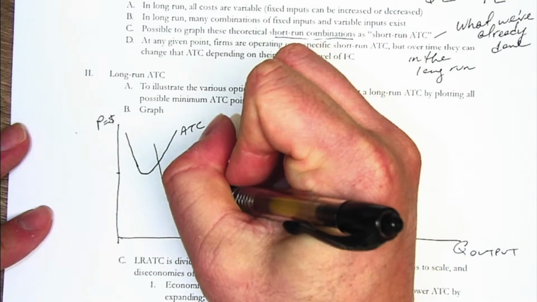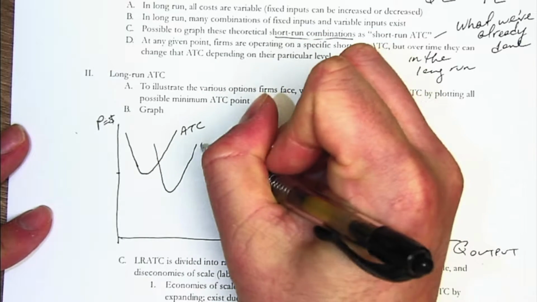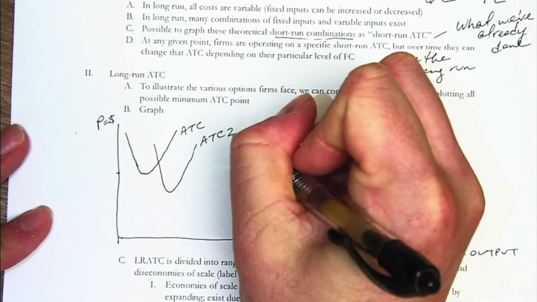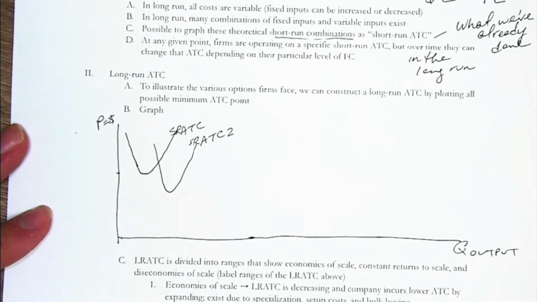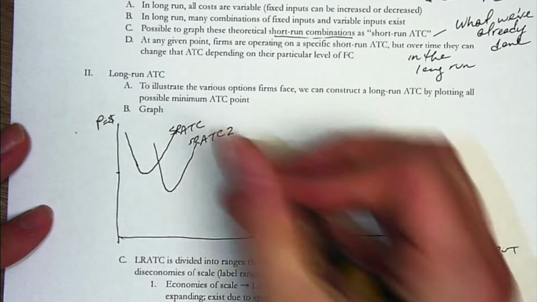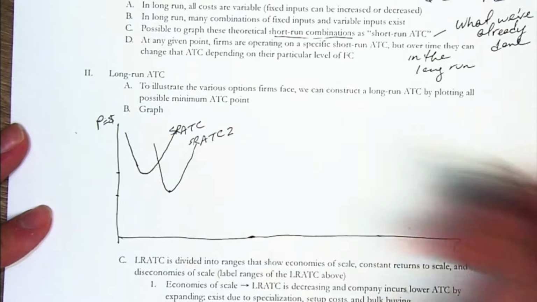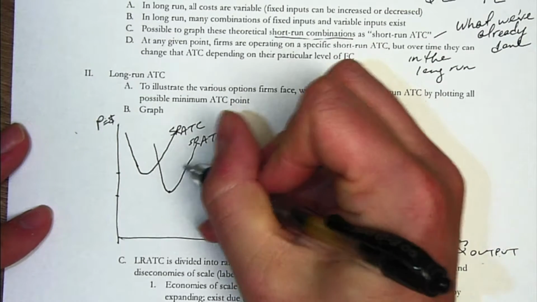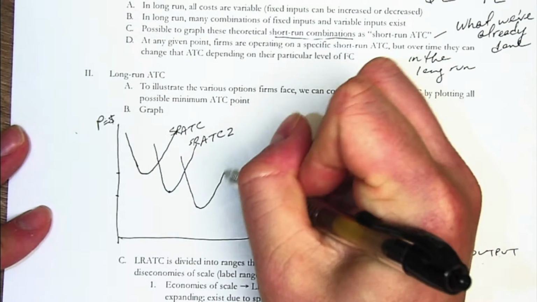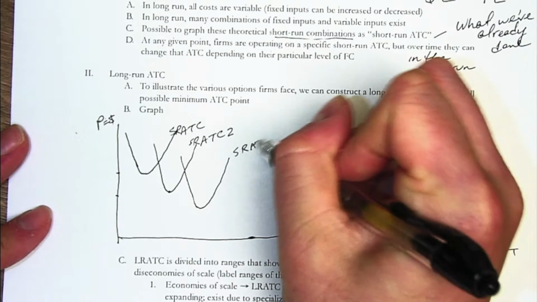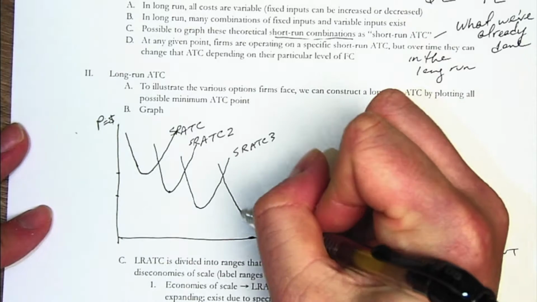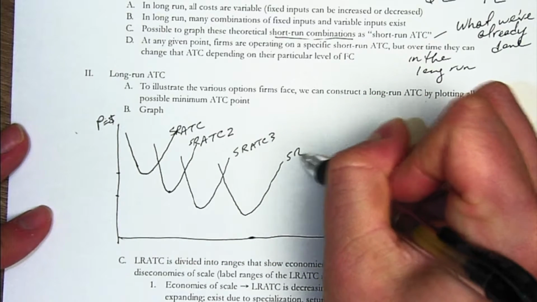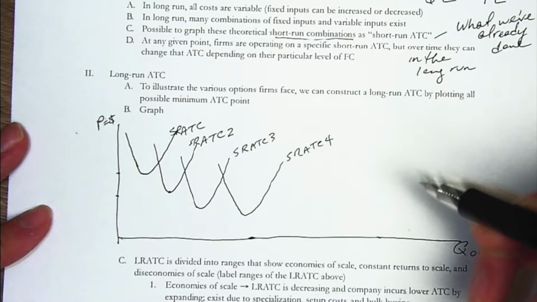So we'd say you have a second ATC out there that would be a second possibility, and these are short-run ATCs, so I'm going to put SR in front of them. A second one where the minimum cost point is a little bit lower. And then your company gets a little bit bigger. We'll say they open a third location, SRATC 3, and a fourth location, SRATC 4, and so forth.